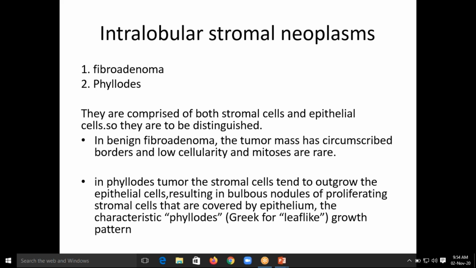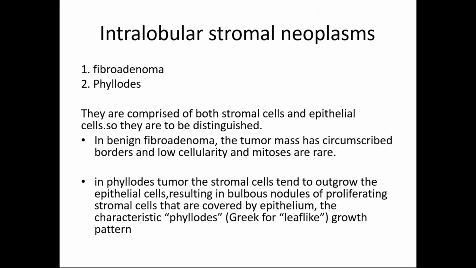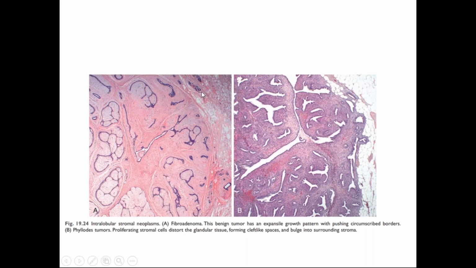Next please. So this is the fibroadenoma. This shows narrow slit-like spaces with the surrounding proliferation of the stromal tissue. Here you can have cleft-like spaces in case of Phyllodes lesion.